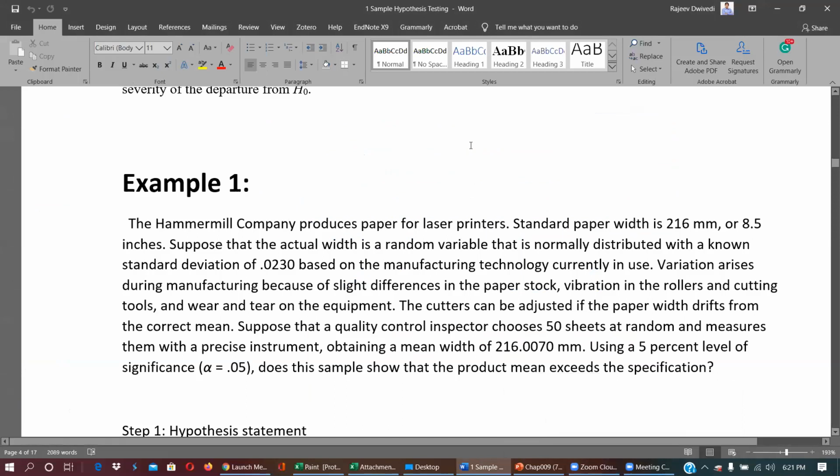Yeah, okay, thank you. So this is, for example, standard paper width is 216 mm. Suppose that actual width is a random variable that is normally distributed with known standard deviation of this much. Variation arises during manufacturing because of slight differences in paper stock, vibration in the rollers and cutting tools, and wear and tear on the equipment. The cutters can be adjusted if the paper width drifts from the correct mean.